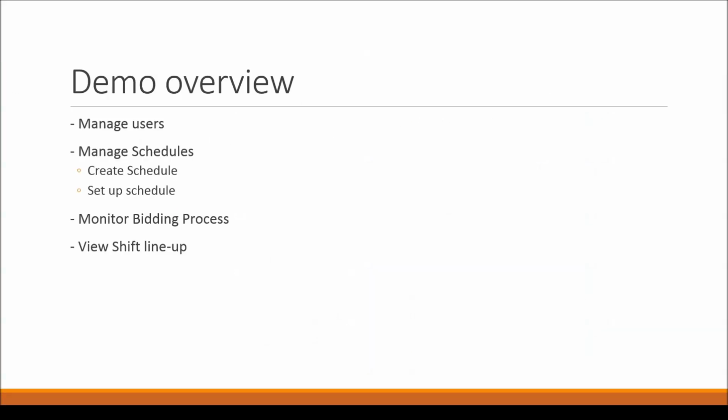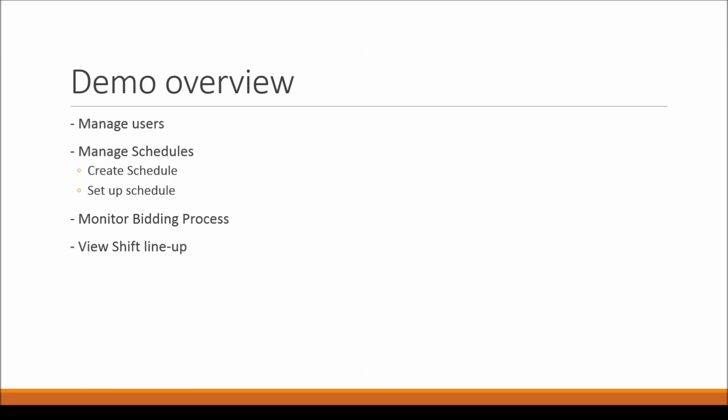So that about covers it for the admin demonstration. So to go over what we just did, we were able to manage users. So we were able to add users to the database and edit their information. We were able to manage schedules. So we created a spring 2019 schedule, and we went ahead and followed the instructions to set up the schedule. And once the schedule was done, we went ahead and opened the schedule for bidding.